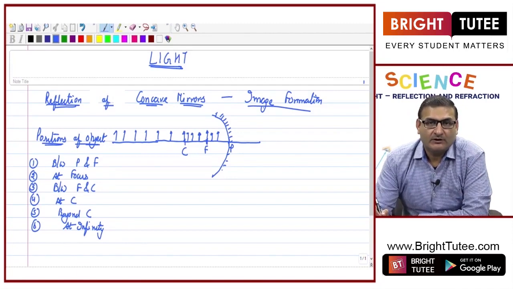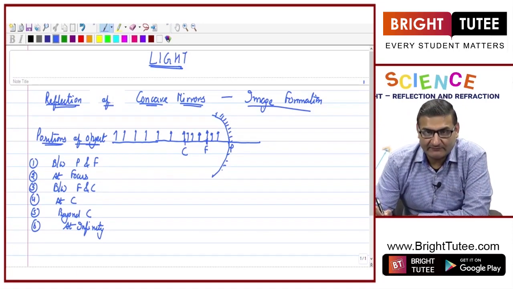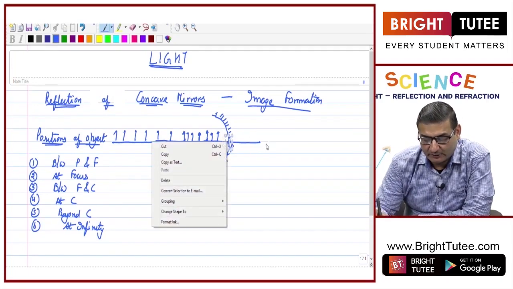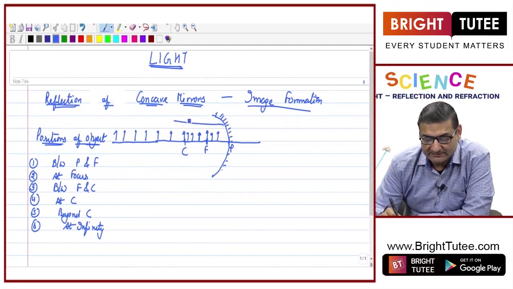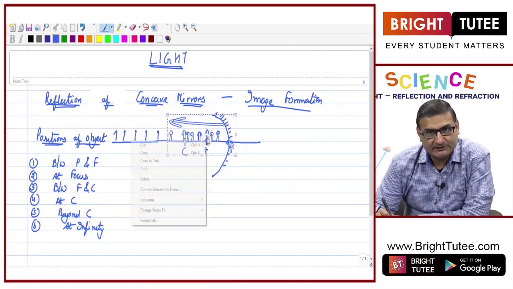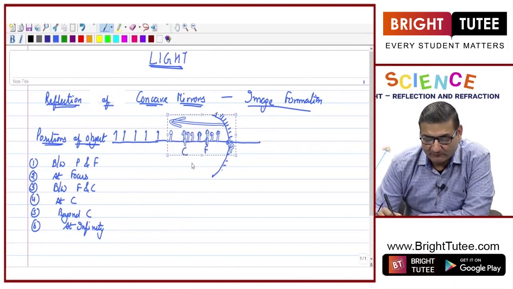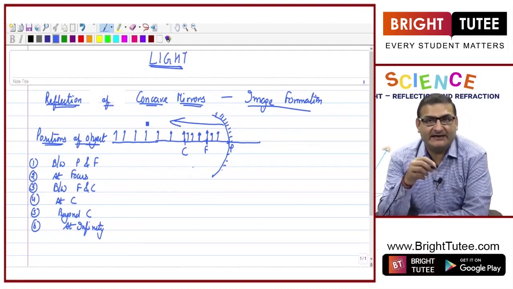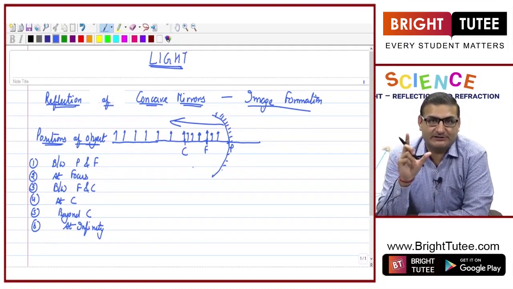So first of all, you need to remember these 6 particular positions. Right from the pole, we are placing the object in front of the pole, that is on the left side of the pole, and we are moving the object backwards. Fine. Initially it was between P and F, second position was at F, next it was between F and C, then it was at C, then it was beyond C or infinity. You need to remember these 6 positions.